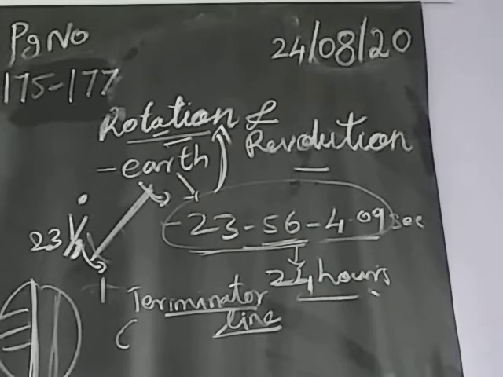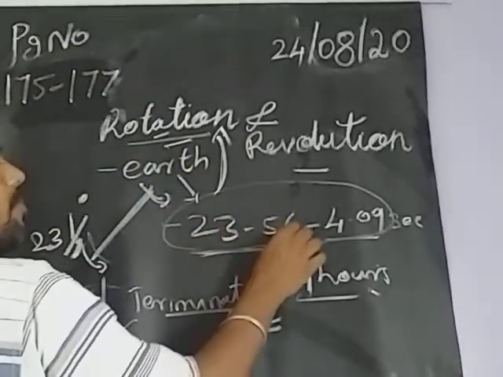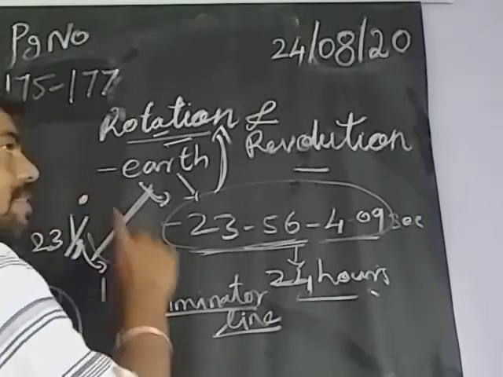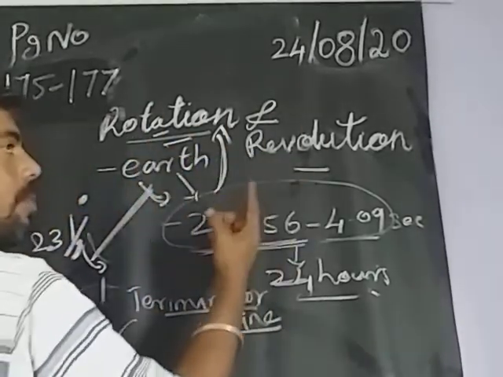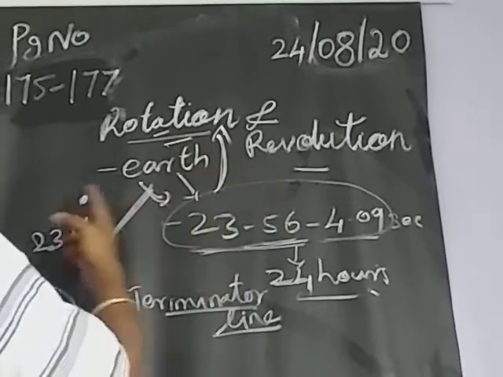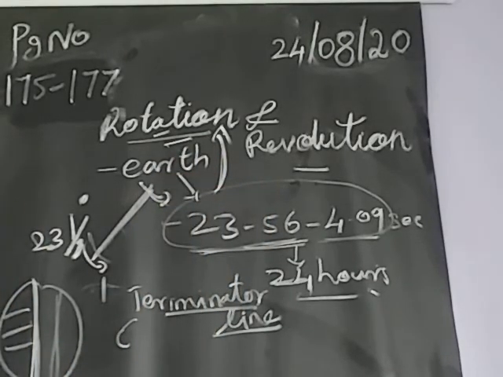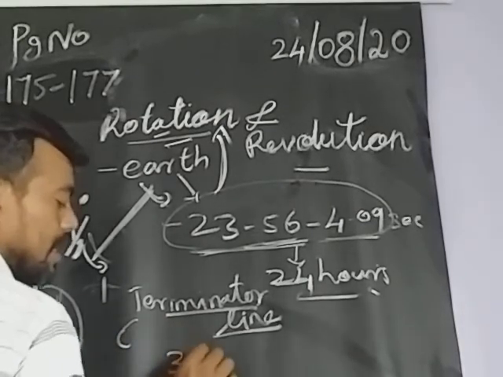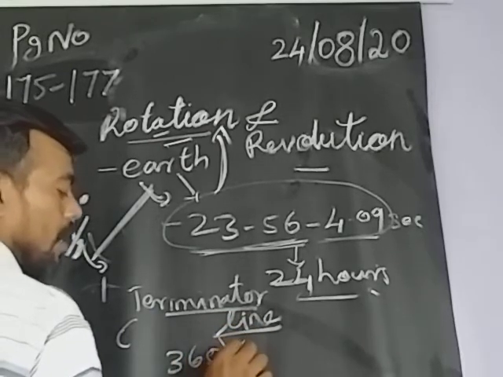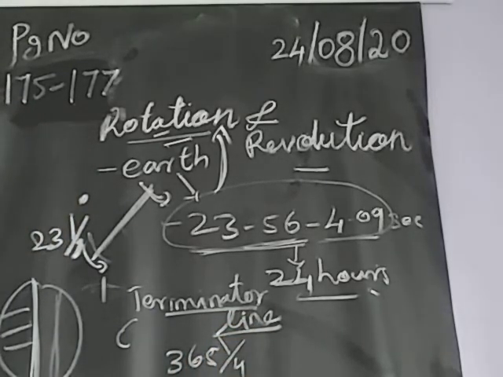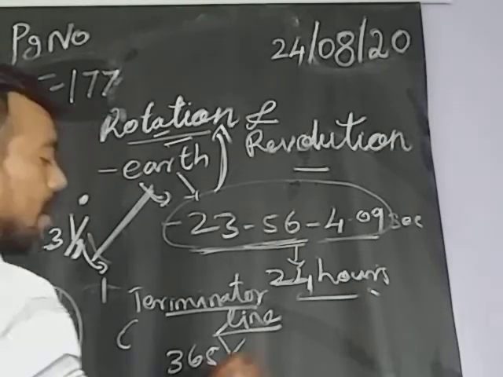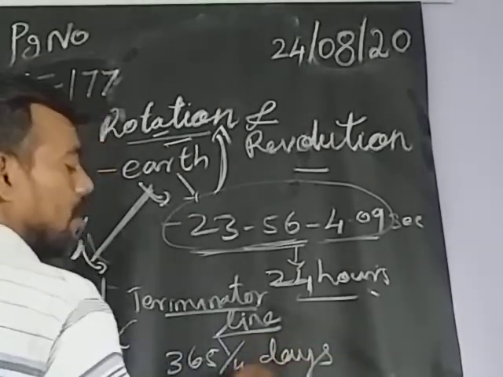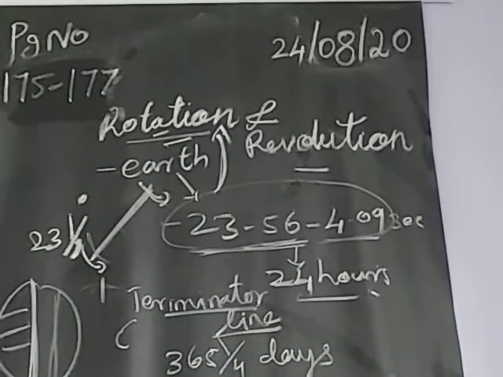Next we are going to see revolution. Revolution means the Earth is not only rotating on itself but also moving from one place to another around the Sun. How many days does it take to complete a single round of the Sun? It takes 365 and 1 by 4 days.